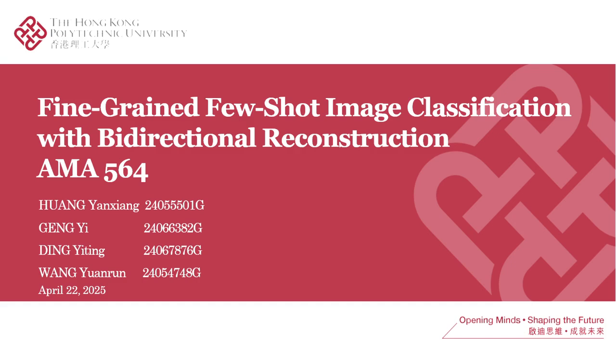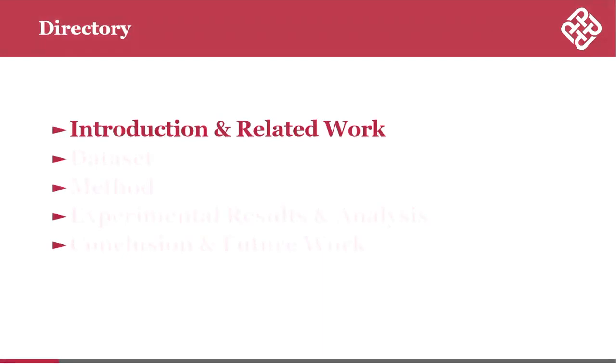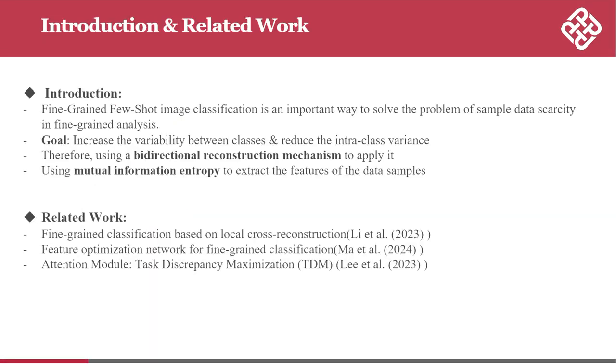Let's start by understanding the problem we want to solve. Fine-grained few-shot learning is about telling apart very similar things, like different bird species or car models, when we don't have a lot of data. Our main goals are to make differences between classes bigger and make differences within the same class smaller. We do this by using a bi-directional reconstruction framework and a mutual information model to pick out the most important features.